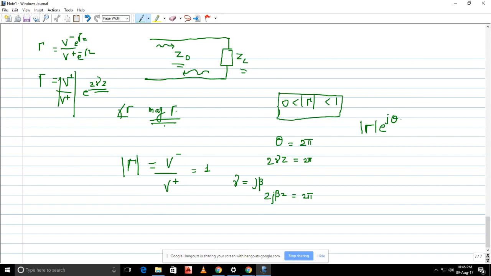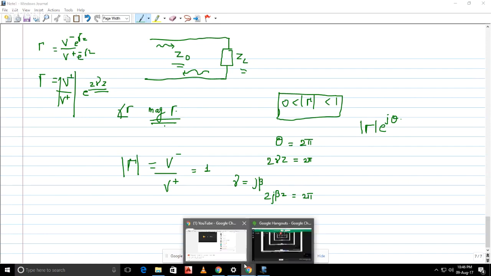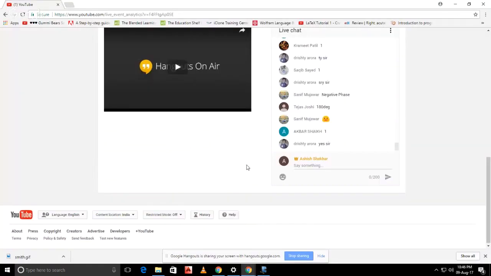We have understood that the magnitude is going from 0 to 1. Everyone agrees that the magnitude goes from 0 to 1? Everyone understood up to this point? Then I can proceed with the phase. So let's come back to the phase point.